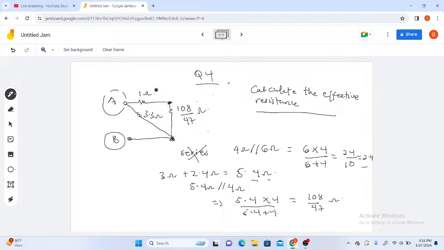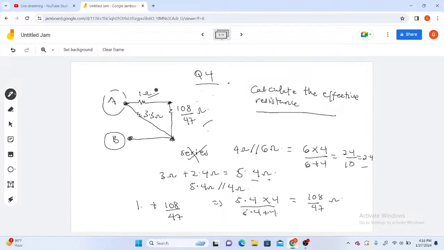At this point, my circuit has become very simple. And what am I considering? I have 1 ohm and 108 over 47 ohms farther away from the terminals here. So these two resistors here, are they in series or parallel? There is no node between them, and you can see that the same current will flow through. For that reason, our 1 ohm is in series with 108 over 47. So we simply add their magnitude to get their effective resistance.